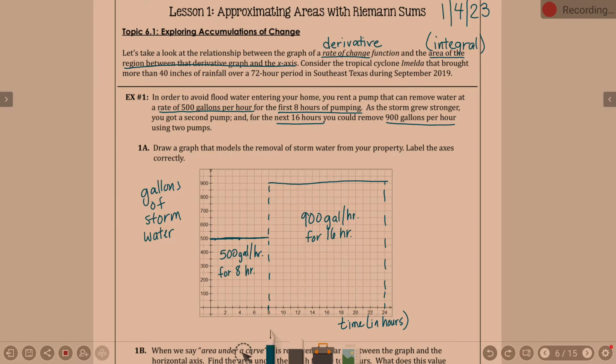Okay, so that graph models the removal of stormwater. Okay, it's 500 gallons per hour for each of the first 8 hours, and then it was 900 gallons per hour for each of the next 16 hours. If I label axes, I label in terms of words, but this would be my t-axis. I'm going to say g of t for my function here because it's gallons in terms of time.